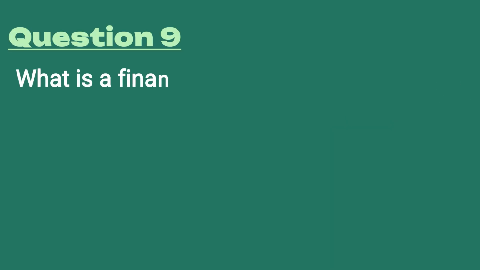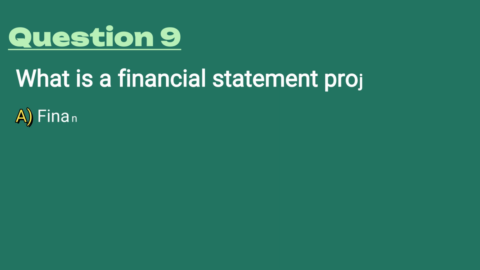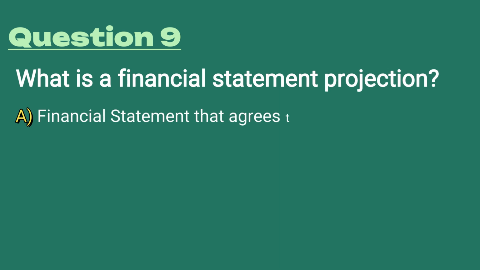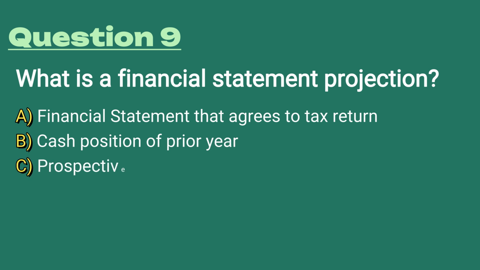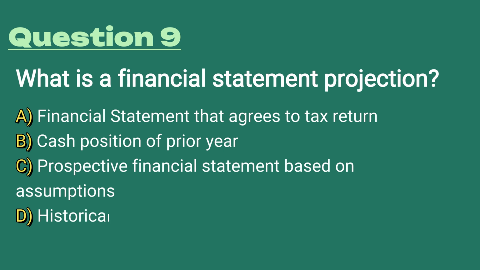Question number 9. What is a financial statement projection? A, financial statement that agrees to your tax return. B, a cash position of a prior year. C, prospective financial statements based on assumptions. Or D, historical financial statement.